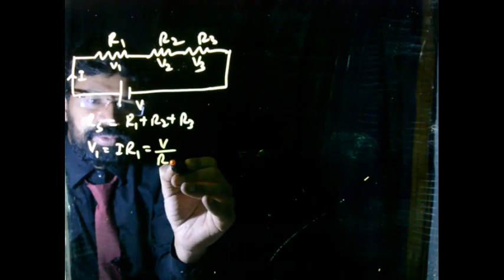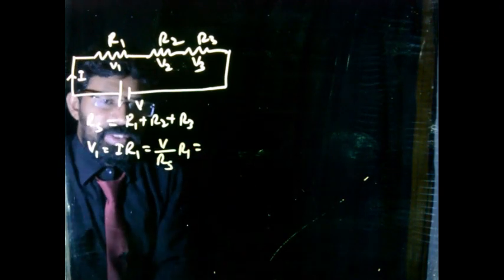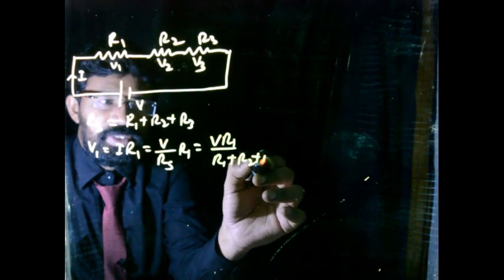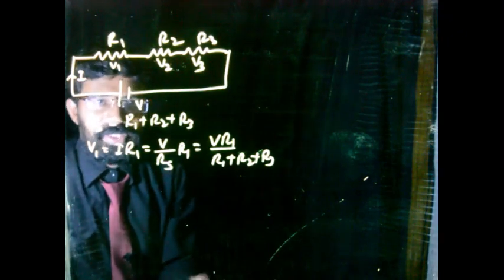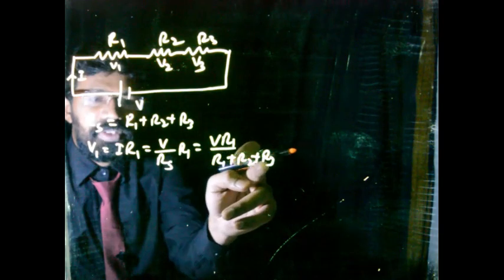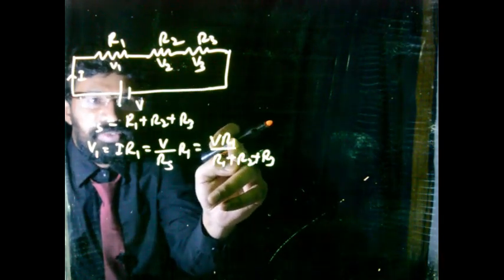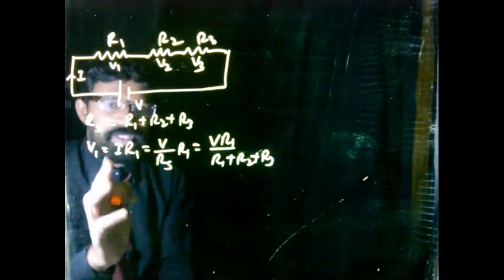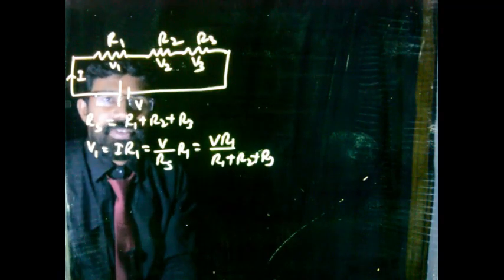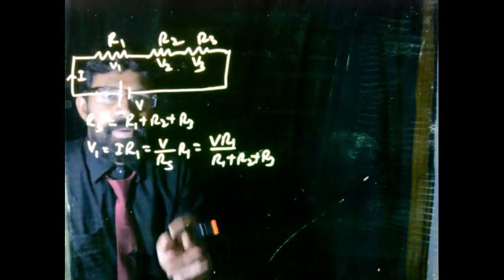Here V is equal to IR, so I is equal to V by R effective. Therefore V1 is V into R1. Since RS is R1 plus R2 plus R3, V1 is V R1 by R1 plus R2 plus R3. Like that you can find the potential drop across any resistor. V2 is V into R2 by R1 plus R2 plus R3. V3 is V into R3 by R1 plus R2 plus R3. Like that you can calculate the potential drop across all the resistances. These are a few key points we discussed in connection with series combination.